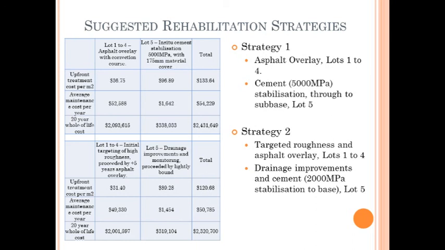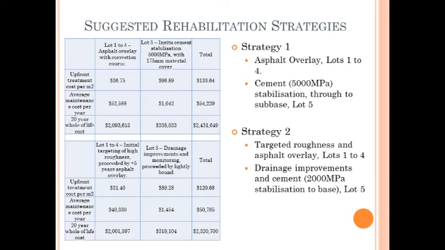And for the second strategy, we've got a targeted approach to deal with the roughness for lots 1 to 4, so initially treating those high areas and then coming back in, say, 5 years' time to do the full overlay at a later date. And then concerning lot 5, we're doing a targeted approach to drainage and monitoring and hoping for some improvement, and that way lessening the depth of the treatment and isolating it to the base layer to improve the ride quality and structural strength of the base layer rather than the full depth pavement.